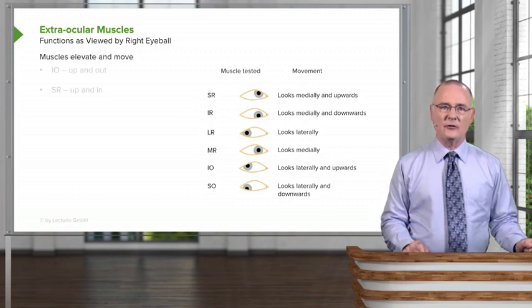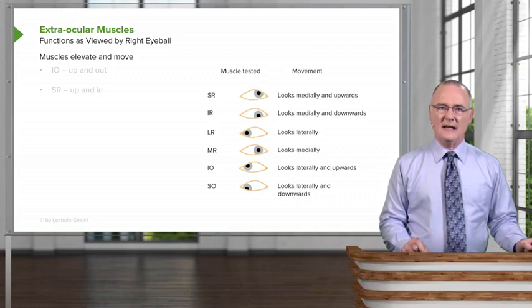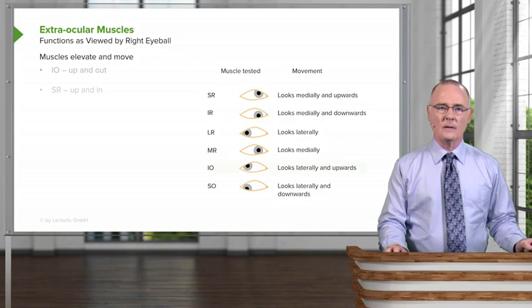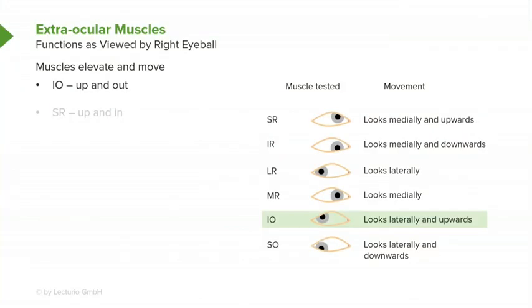First, we're going to look at muscles elevating and moving the eye in or out. First up is the internal oblique. This will move the eye up and out or laterally. Next is the superior rectus, depicted here. It will also move the eyeball up, but it's going to move the eyeball in or medially.